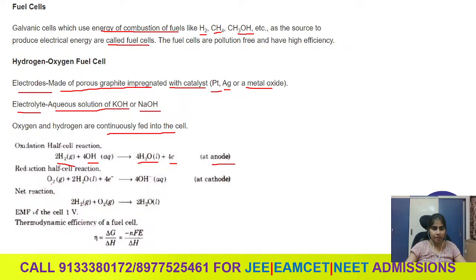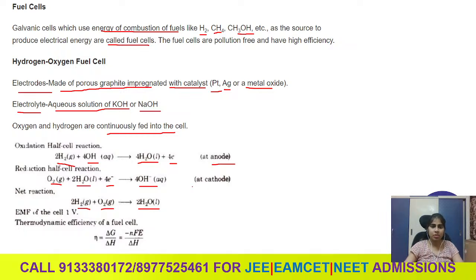At the cathode, what happens is the oxygen gas which you are inputting reacts with the water molecules by taking 4 electrons and it is converting into OH minus ions. The net reaction happening is hydrogen reacts with oxygen converting into the water molecule.